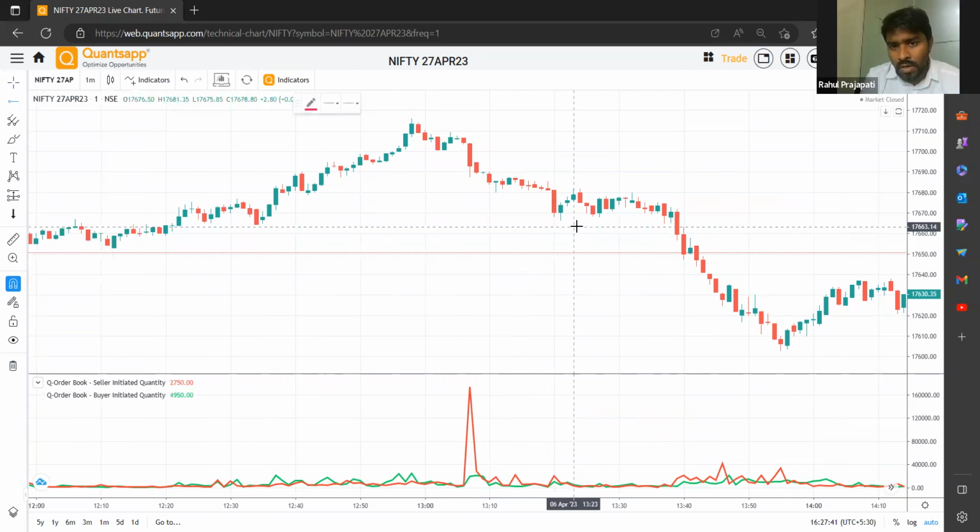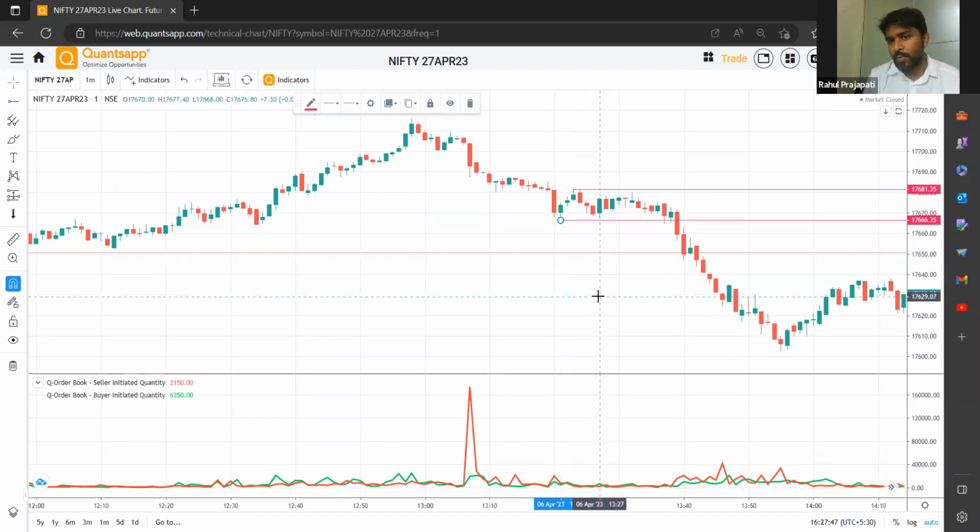Like if you see here, probably in this area you can see that, right? So there is a resistance that we have, and then we have a support, right? So you can see that the market is actually moving in this small zone for like 10-15 minutes, right?